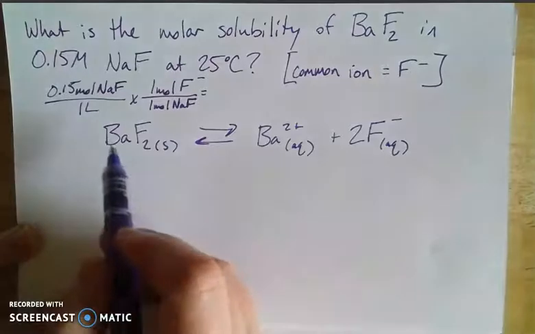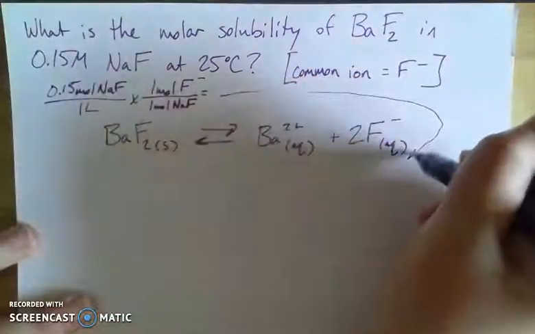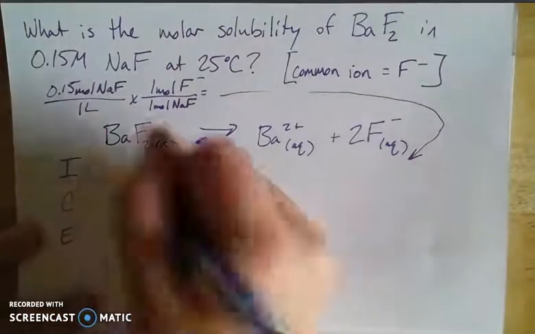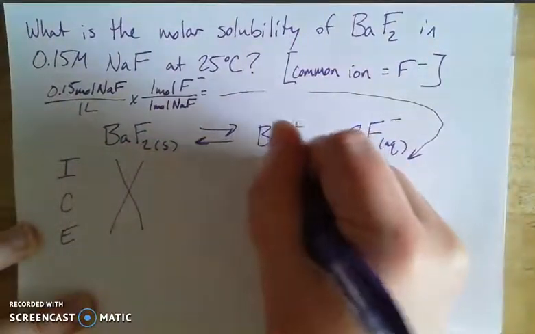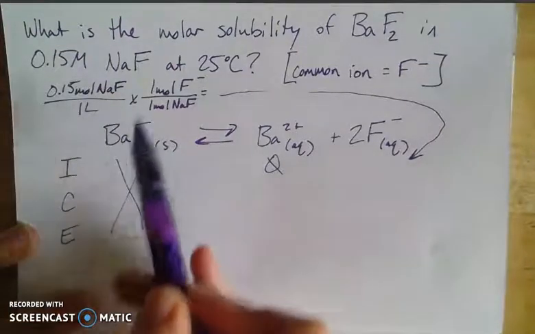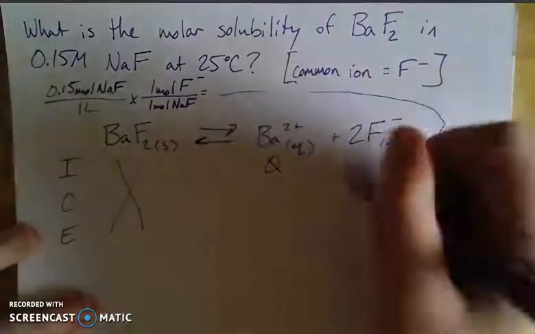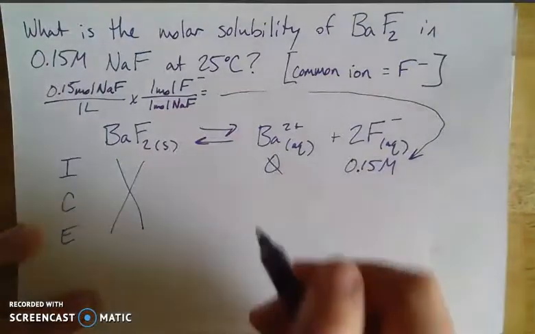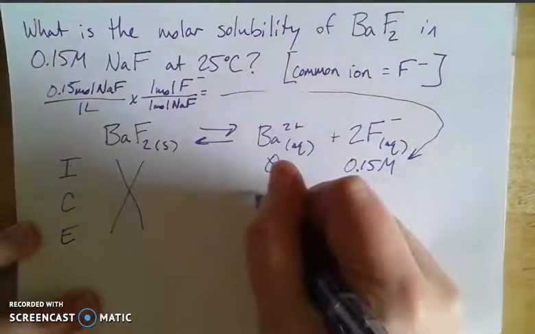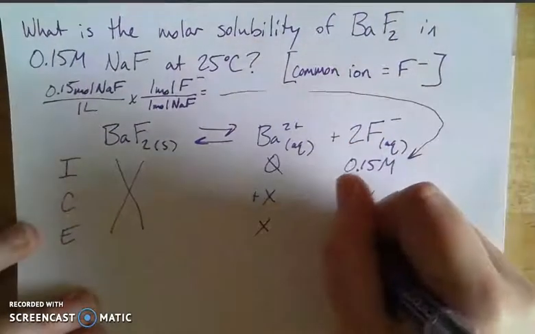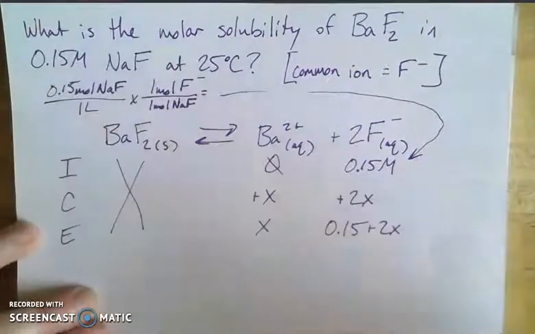So that means that I'm going to have a starting amount that's going to go here in my initial column, right? So if we have my ICE box, ignore barium. We don't have any barium in this solution, right? We have some sodium floating around, but the sodium is essentially a spectator. I'm throwing barium fluoride into sodium fluoride, so there's already some fluoride in there, 0.15 molar specifically. And then we have the same molar change here, so we're adding X here, we're adding 2X here. So at equilibrium, I have X and 0.15 plus 2X.